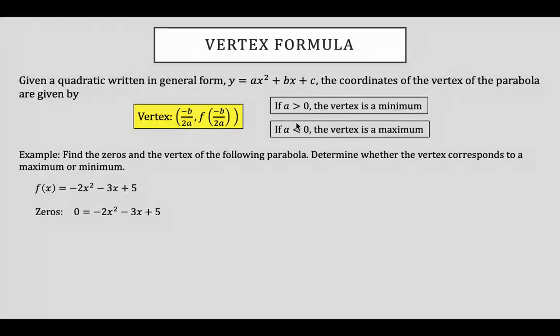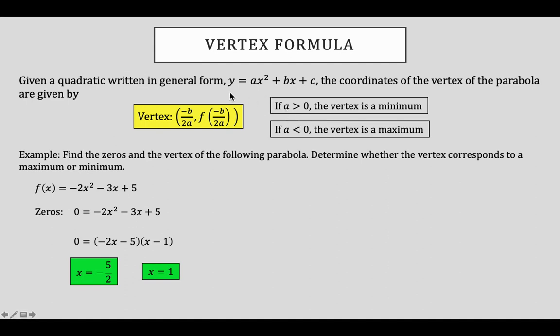So our options for finding zeros of quadratics. Number one, we can factor. All right, what does this quadratic factor into? Well, it factors into negative 2x minus 5 times x minus 1, which tells me that my zeros, or my x-intercepts, are going to occur at x equals negative 5 halves and at x equals 1.